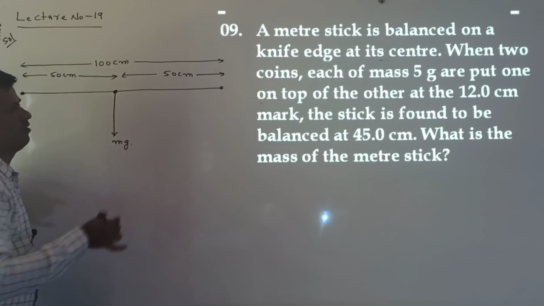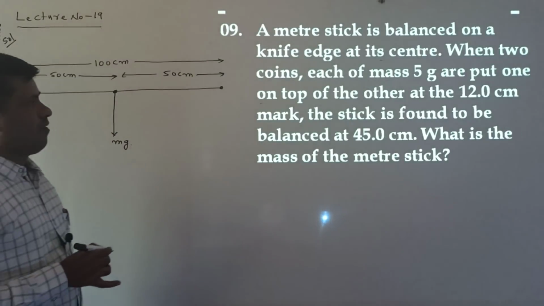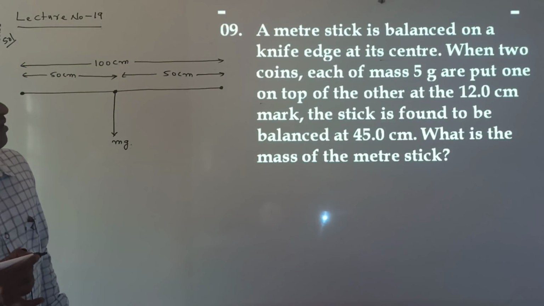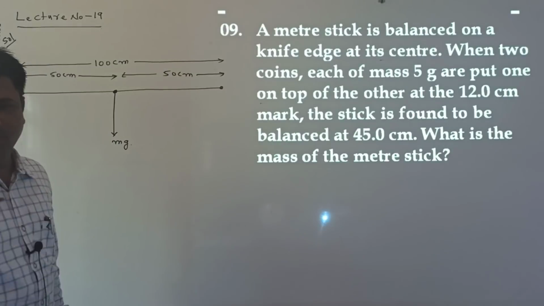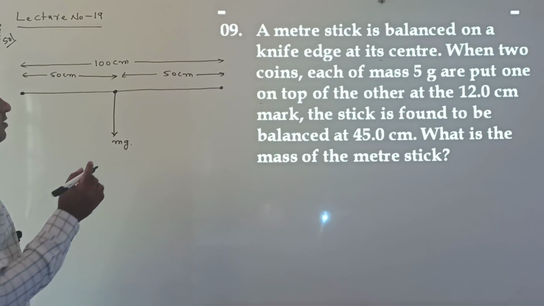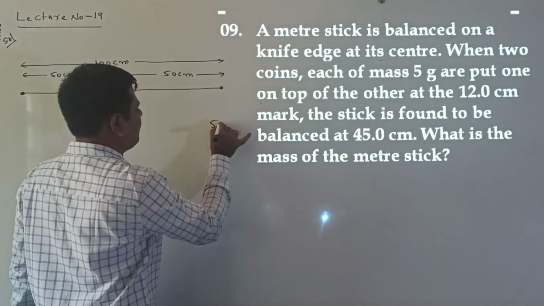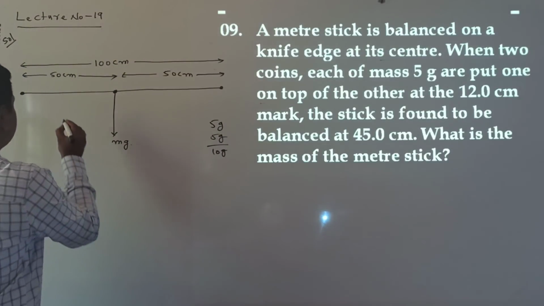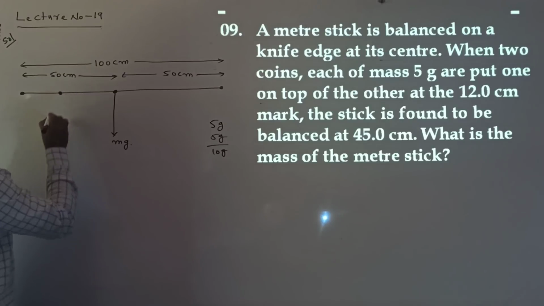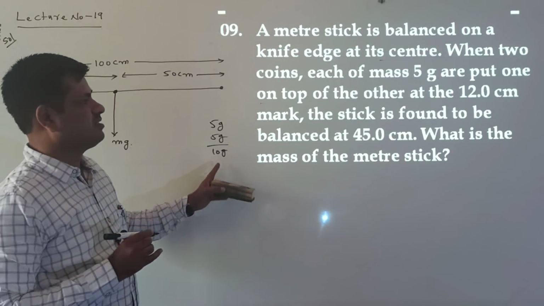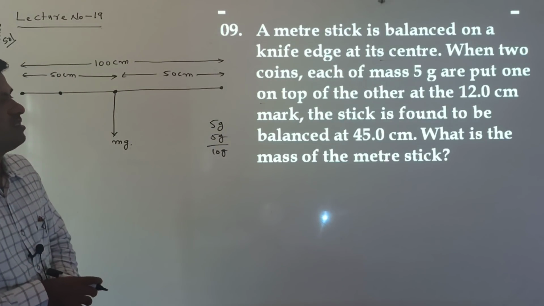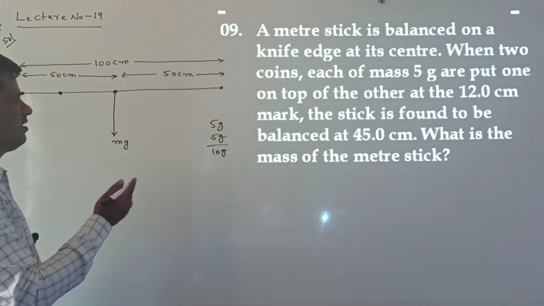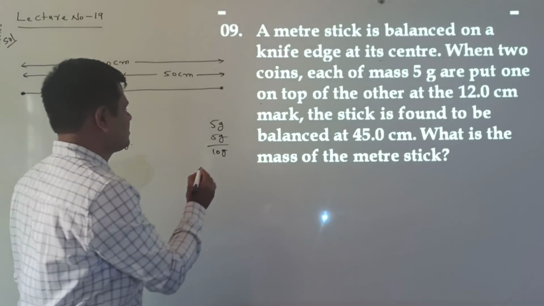mg. Now two coins, each of 5 grams, are put on top of each other at the 12.0 centimeter mark. Two coins of 5 gram each is equal to totally how many gram? 10 gram. That is 10 gram I am placing here. 10 grams here.